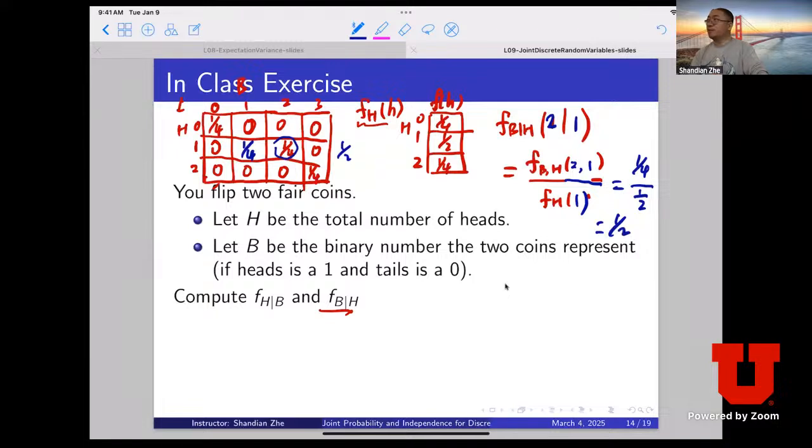Does it make sense? Any question? Okay, I mean, this is just the practice of the definition. It's a little bit mechanical, but please make sure that you totally understand the definition and know how to calculate that.